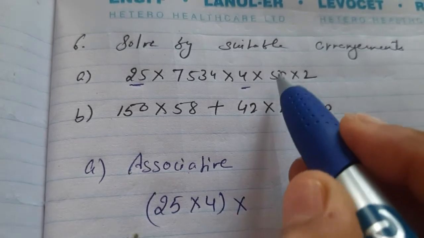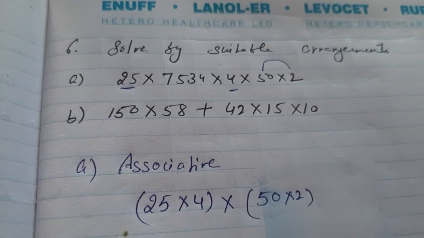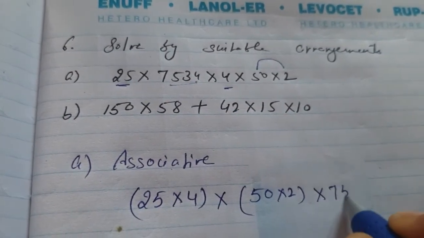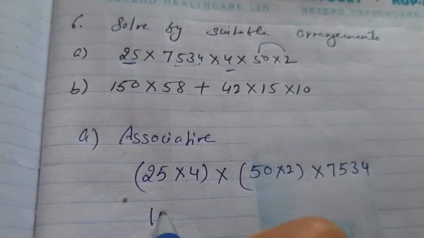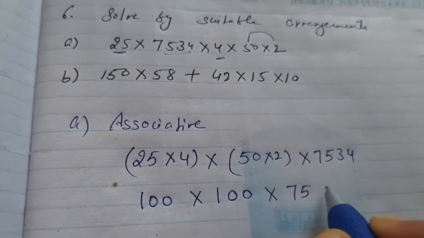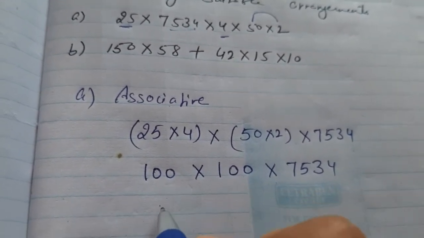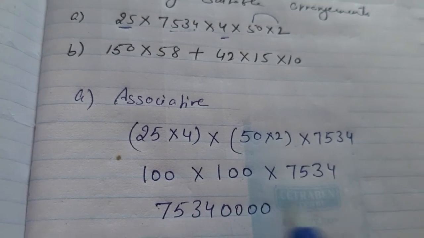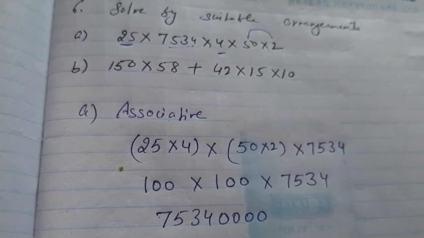Then see, 50 multiplied by 2 again is a 100. So we can multiply 50 with 2 and one number is left here, so we can write it down like this only. So let us multiply. 25 4s are 100 multiplied by 100 multiplied by 7534. Now it will be easy to multiply. Just write down this number and afterwards put the 4 zeros. So this way we can simply multiply these numbers.